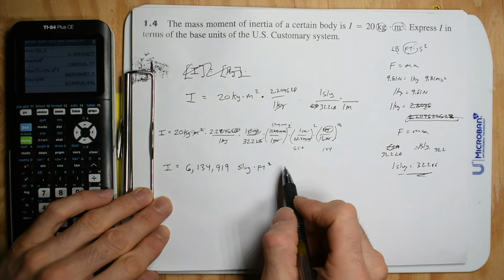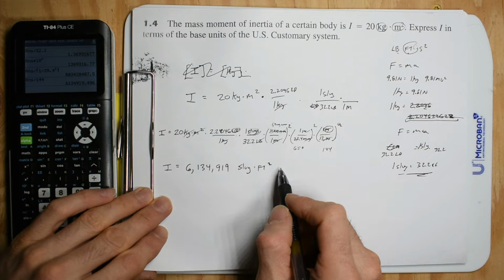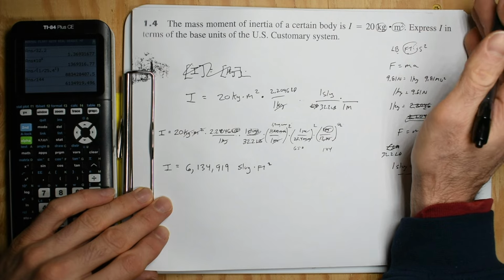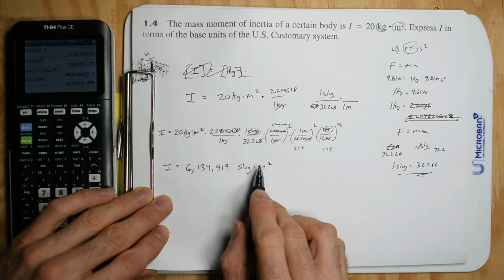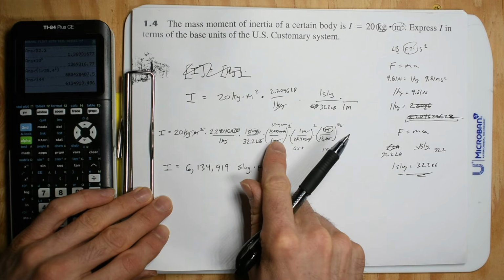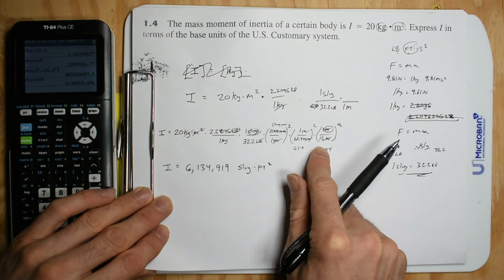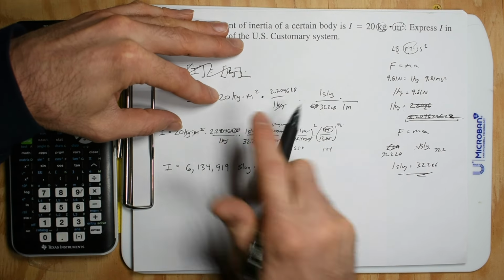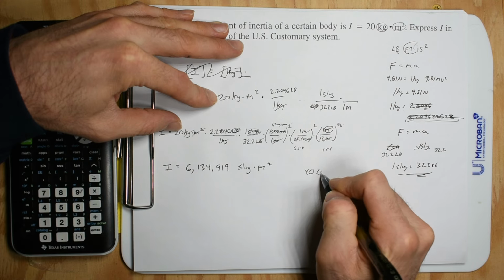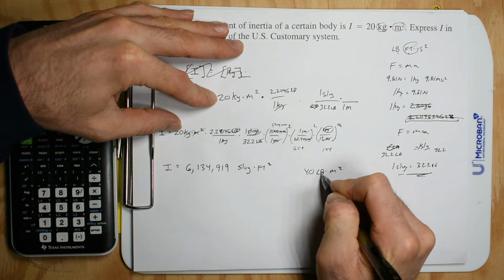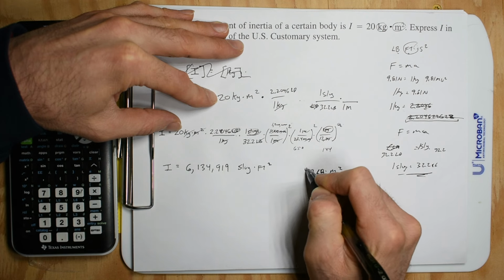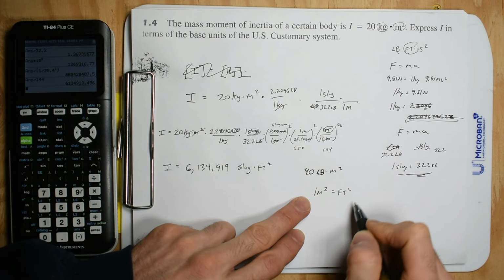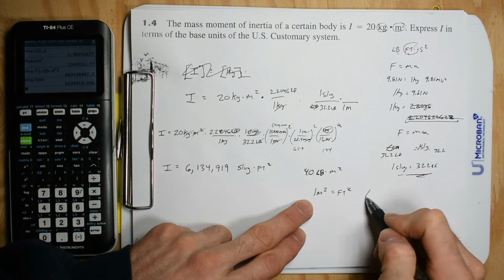All right, so now let's see if this makes sense. How do we double check this just to make sure we didn't make an error? All right, so we got 20 kilograms. How many pounds is that? It's going to be about 40 pounds. So now we have 40 pounds times meters squared. Okay, cool. So let's say we just have 1 meter squared. How many feet squared is that? Well, we've already done that, and it's about 10.6.